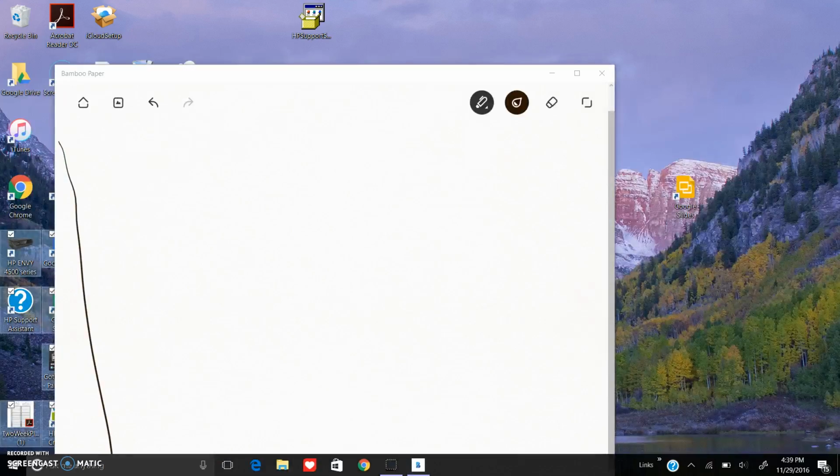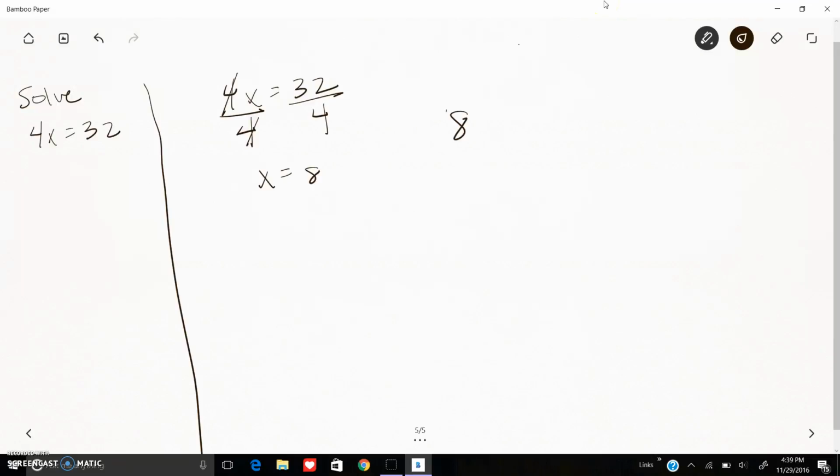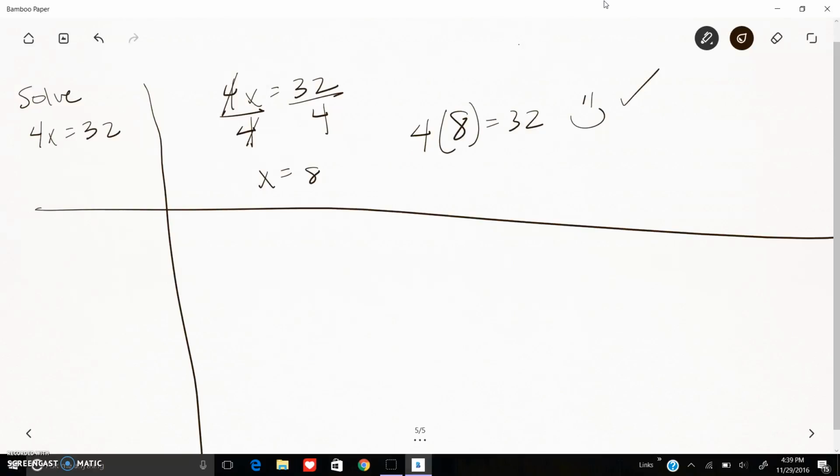Let's solve 4x equals 32. This is a multiplication problem, so I'm going to do the opposite, which is divide, so I can isolate the variable. What I do to one side, I do to the other. 32 divided by 4 is 8. Plug it back in. 8 for x times 4 is 32. Check mark.